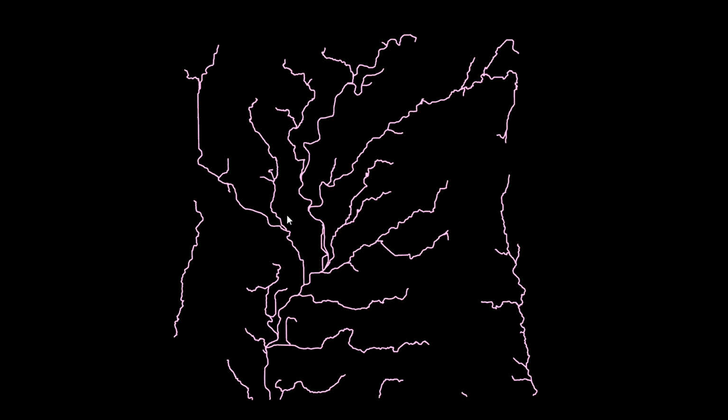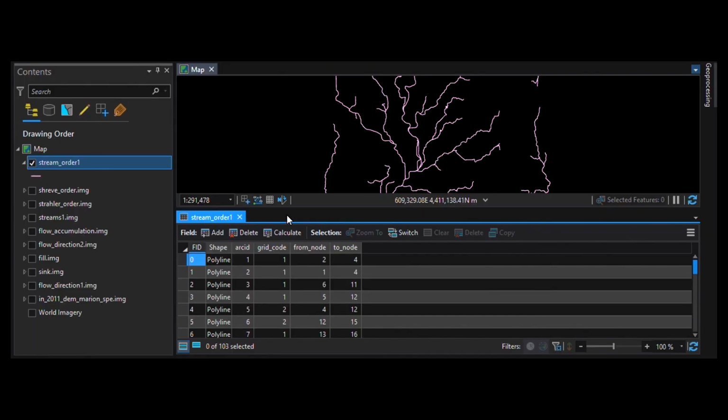And yes, this does look more like a stream network than what we produced beforehand with our flow accumulation grid. What we can do is look at the stream order attribute table, where we have various information. We have 103 different lines, with their ID here, and the from node to node, which we talked about way back when. But then we have this grid code. What is the grid code? Essentially, the grid code carries over that stream order number.